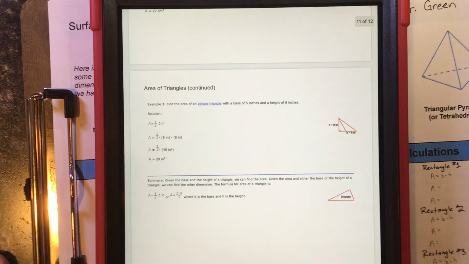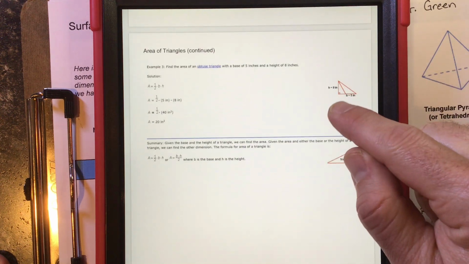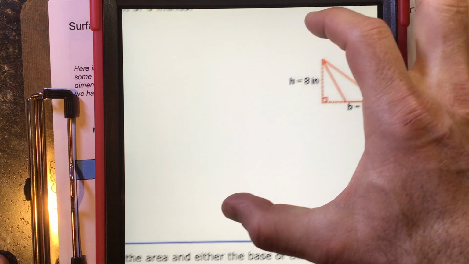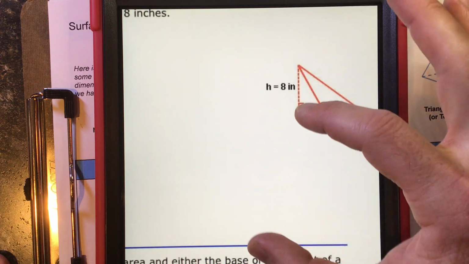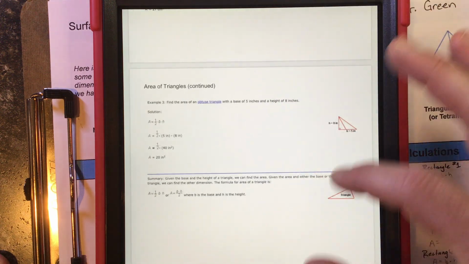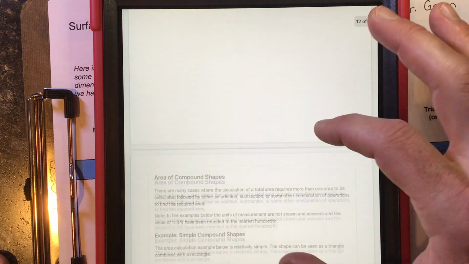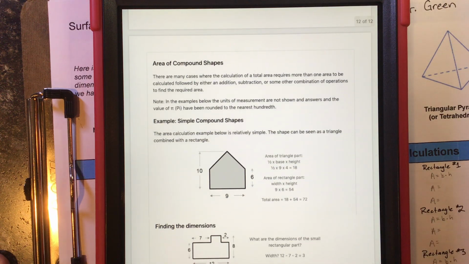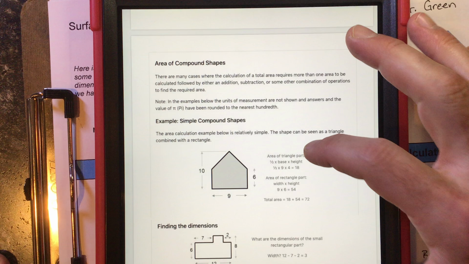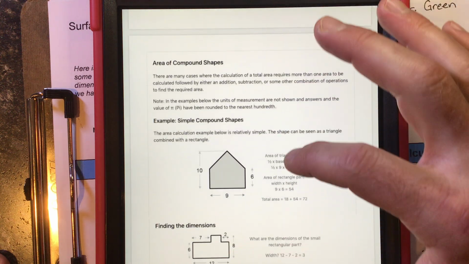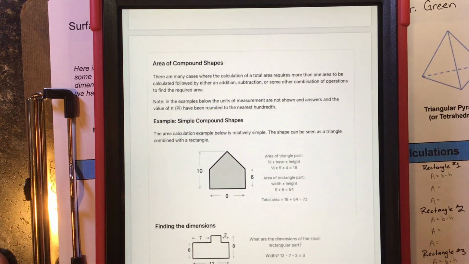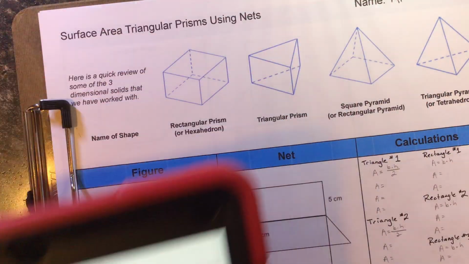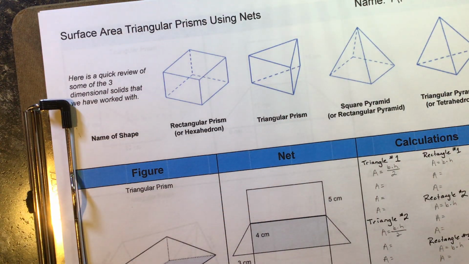Again, it gives us some examples. We have those weird ones. Sometimes it looks like the height is outside of the triangle because that's where that perpendicular distance would be to the base extended. And this one then took us into compound shapes, which we're going to come back to when we get to our triangular prisms in just a little bit.